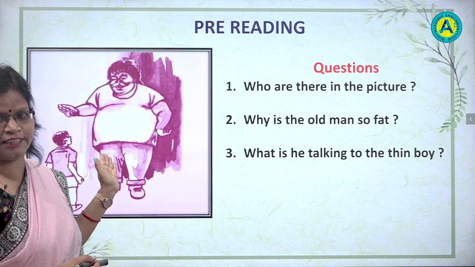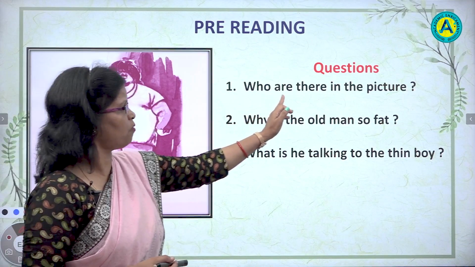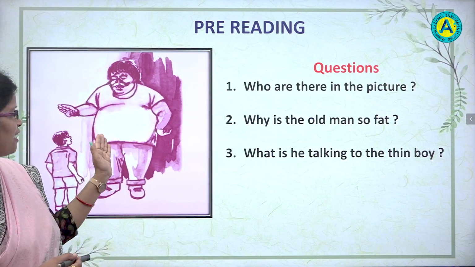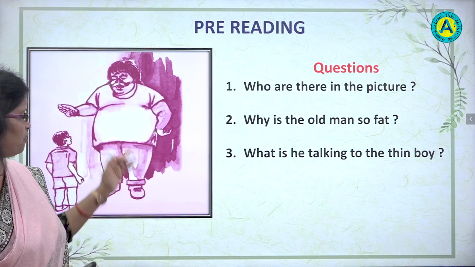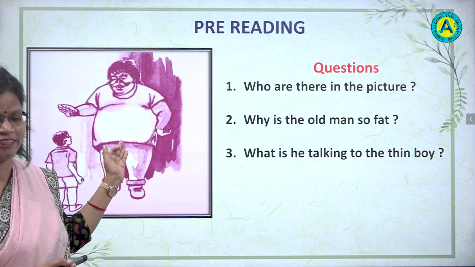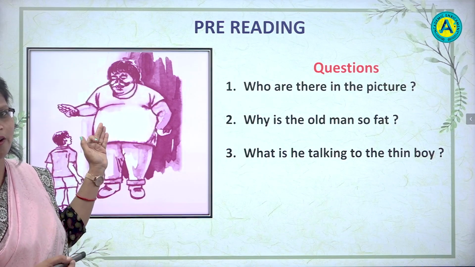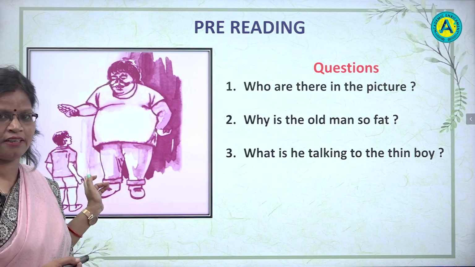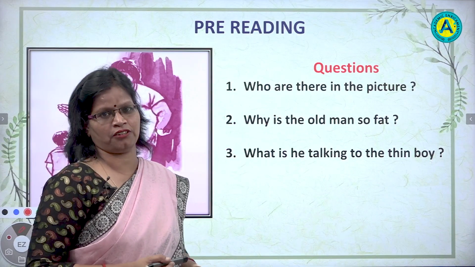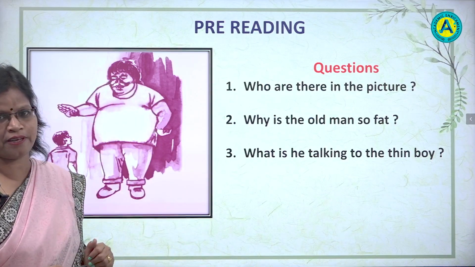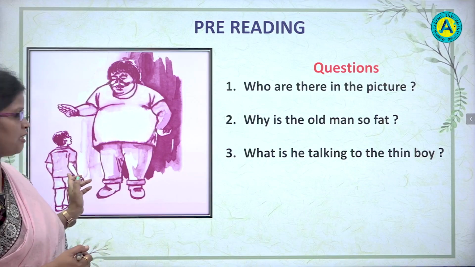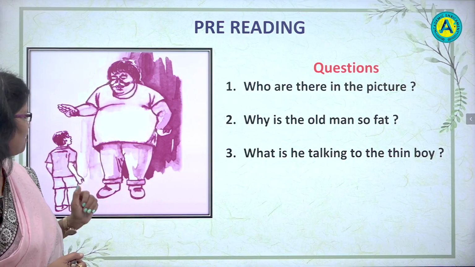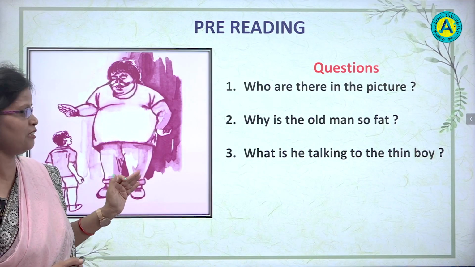This is the picture, isn't it? Now answer me, who is there in the picture? Yes, you can answer me. Yes, there is a fat old man. The old man is very fat, isn't it? There is a fat old man and also there is a thin little boy in the picture. The boy is thin compared to this old man. The boy is very thin, isn't it? So there is a thin little boy and a fat old man in this picture.